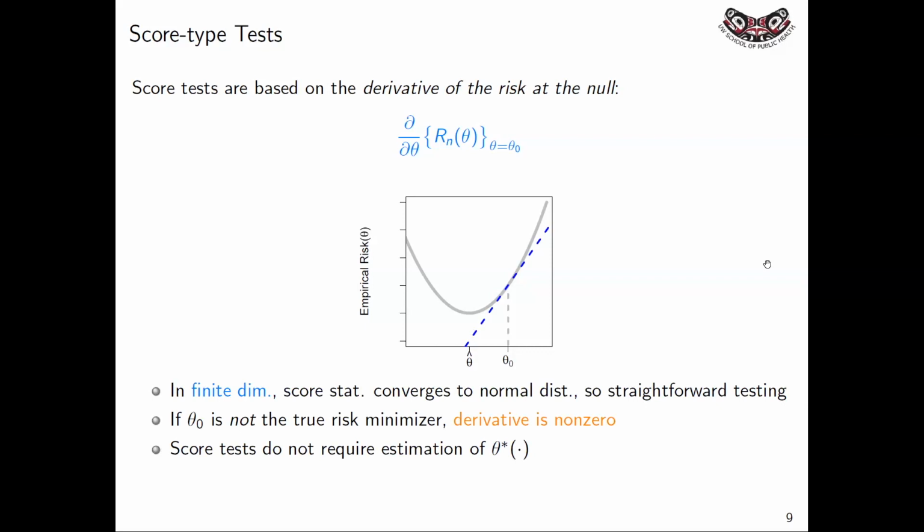Now, if theta naught is not the true risk minimizer, that derivative is non-zero. And the nice thing about the score test, as I mentioned, is that we don't need to estimate theta star. If you remember, for these functional parameters, I said that we get optimal estimates that balance bias and variance. And the bias that comes from that optimal estimation is coming from the fact that we're using theta star. So maybe if we use the score test framework, because we don't need to obtain a consistent, optimal estimate of theta star, we could get around this whole issue of difficulties with inference.